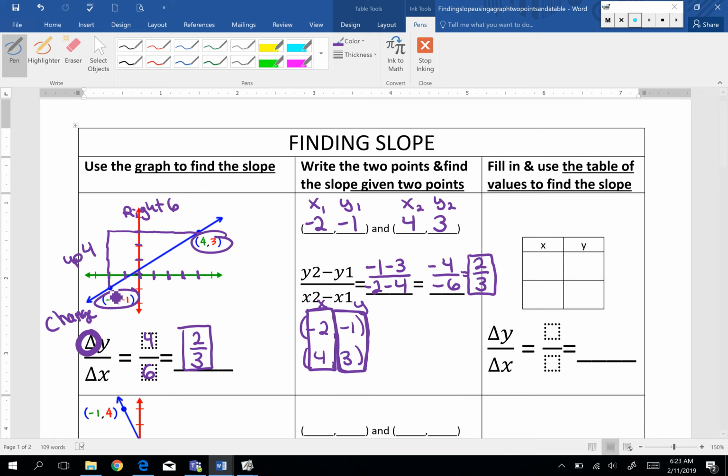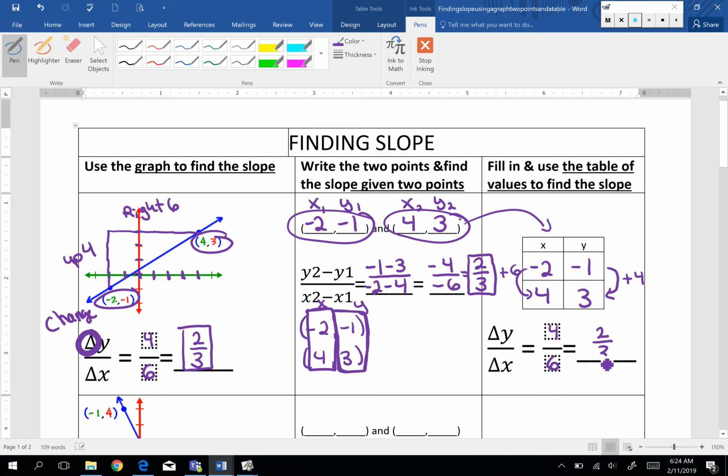The other piece we're going to do is put those same ordered pairs into a table. So again, same ordered pairs we've been working with. Now I put them into the table. The change in y. So to get from -1 to 3, I had to add 4. To get from -2 to 4, I had to add 6. Change in y is 4. Change in x is 6. 4 over 6 can simplify to 2/3.